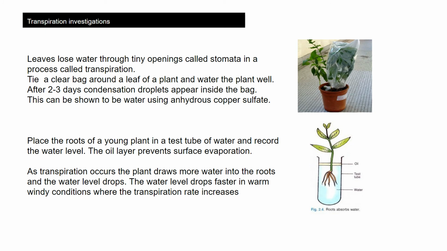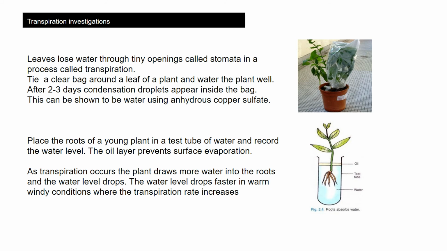We can use anhydrous copper sulfate to detect the water produced by a plant leaf in transpiration. Remember, transpiration is the loss of water vapor from the leaves of a plant. In this practical, tie a bag around a leaf and water the plant well for a few days. Water travels up from the roots through the stem before being released from the leaf through tiny small openings called stomata. You'll then see condensation inside the bag. This condensation is water. We can show it's water by using the anhydrous copper sulfate test.